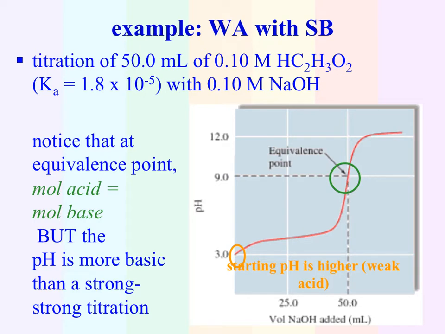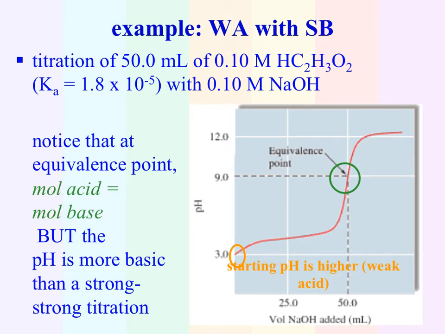Okay, so basically in this situation we are titrating 50 milliliters of 0.10 molar HC2H3O2, otherwise known as acetic acid. And basically we're titrating that with 0.10 molar NaOH. So in this case, in the Erlenmeyer, I have a weak acid, and in the burette, I have a strong base.